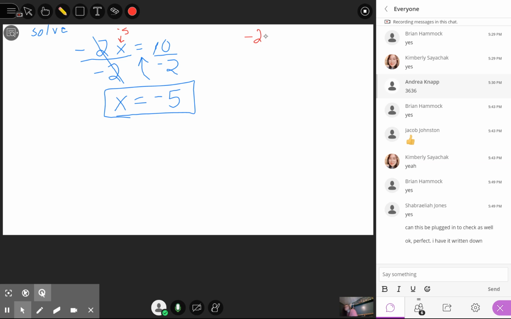So we can take -2 times -5. Is that equal to 10? Well, negative times negative is always positive. So yes, that is equal. So we checked that we got the right answer. So x equals -5 is the answer.